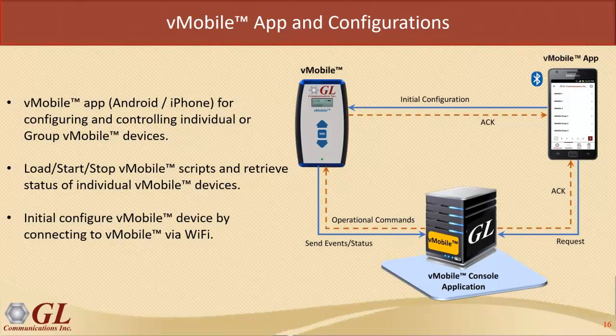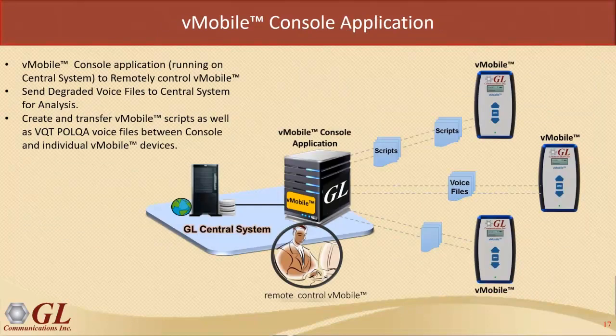And then the console can actually control the vMobile as well. So the console is a web browser. You can just bring up a web browser or multiple web browsers, and from there you can control the vMobile if you don't have the app on the phone. And there you can do the same thing the app can do: load scripts, run scripts, stop scripts, configure the vMobile, all that's available from the console. But also from the console, that's where you're going to be able to create scripts, edit scripts, and then upload scripts or download scripts from the vMobile. So all that is available from the console.